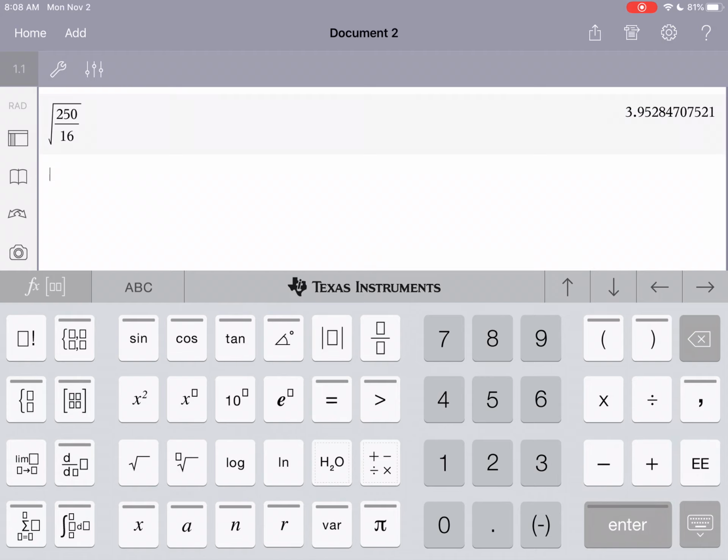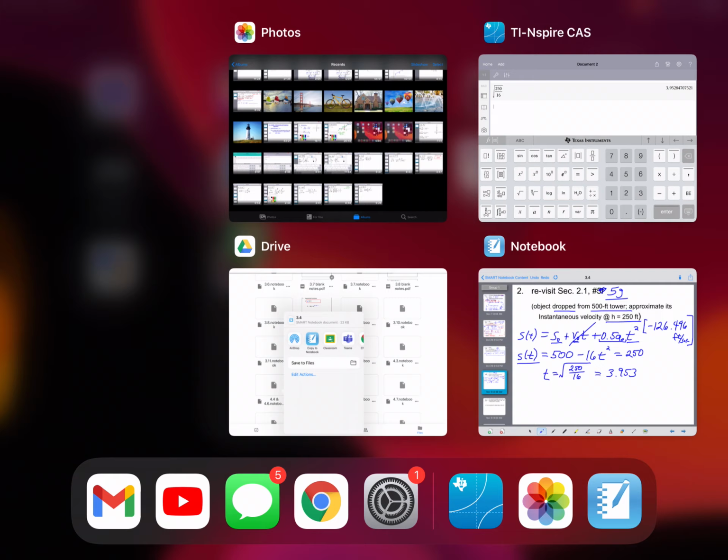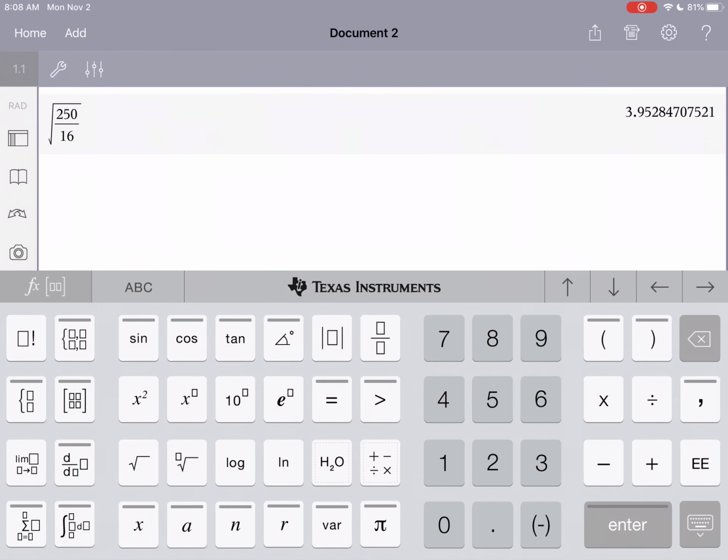I'm going to do that right there. And yeah, we got 3.953, which I think is the number that we just wrote down. Now, what I'm going to do here, do I remember how to do this? I was going to store this number into a variable on my calculator, and I'm trying to remember how to do that, everybody, on my app right here.